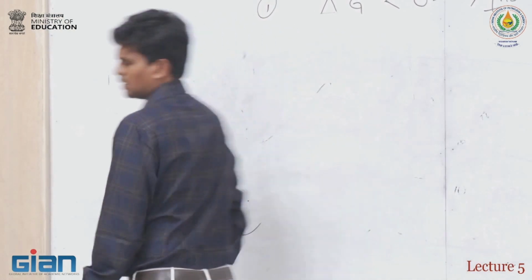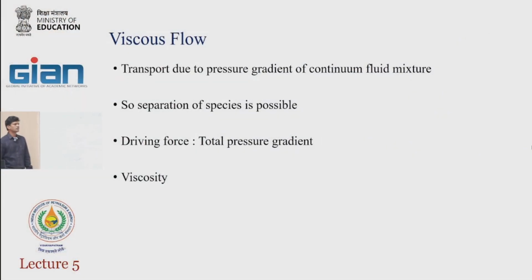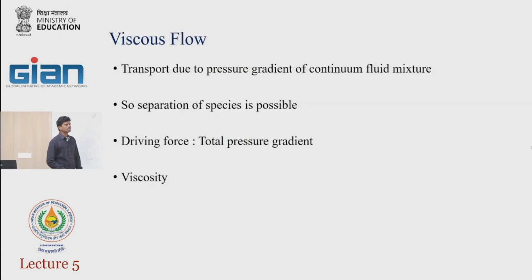Right. So the second mechanism is viscous flow. This is nothing to do with anything else. This is just because of the pressure gradient. So it will act the same on all the molecules, right? It's just like flow is happening. All the molecules will flow with the flow. So we don't have any control on this one.